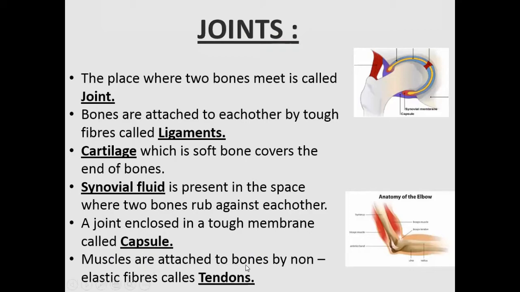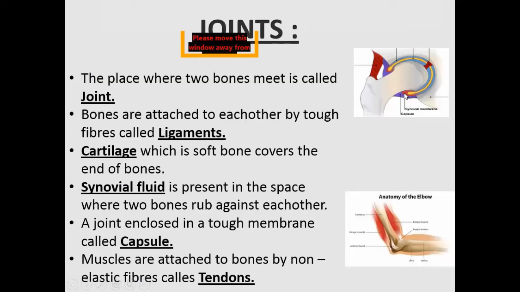Muscles are attached to the bones via non-elastic fibers called tendons. Now we are talking about the muscle. Muscles are attached to a bone by a non-elastic fiber, meaning it is not elastic and cannot be stretched, called a tendon. The terms are joint, ligament, cartilage, synovial fluid, capsule and tendons. Okay, now look at the diagram.